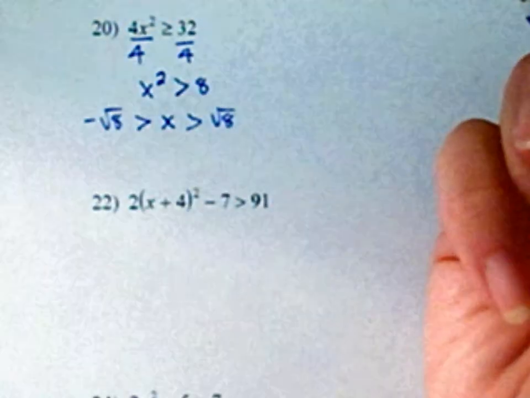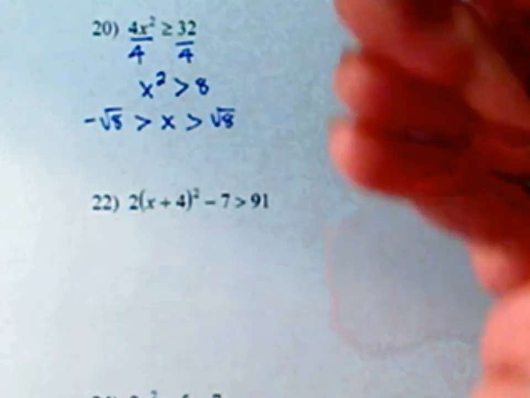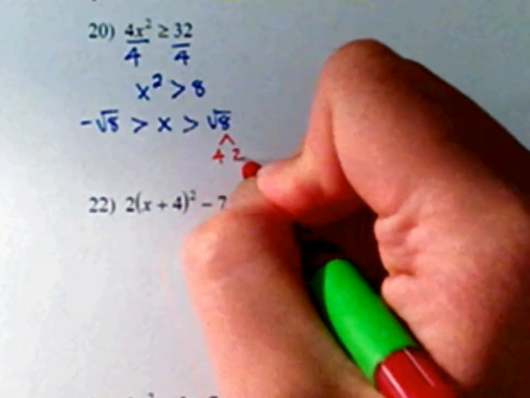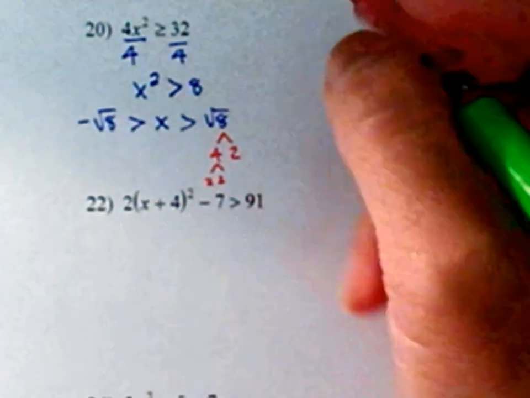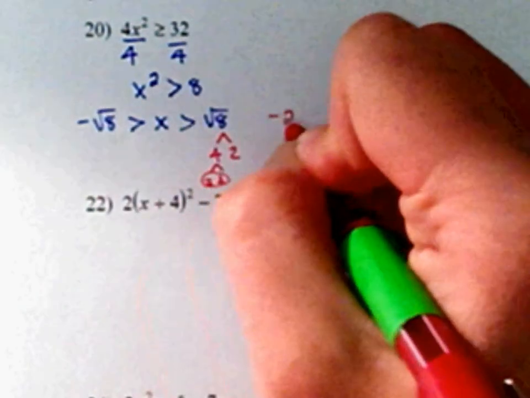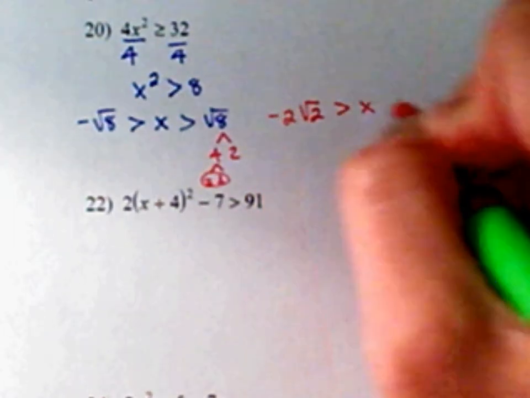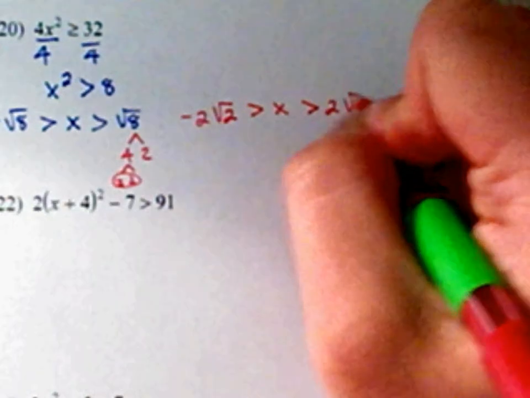Please, please, please simplify, okay? Simplify your radical. Factors that go into 8 are 4 and 2, 2 and 2. So another way you could write this is, since these are the same, pairs of 2, so x is less than negative 2 square root of 2 or x is greater than positive 2 square root of 2.